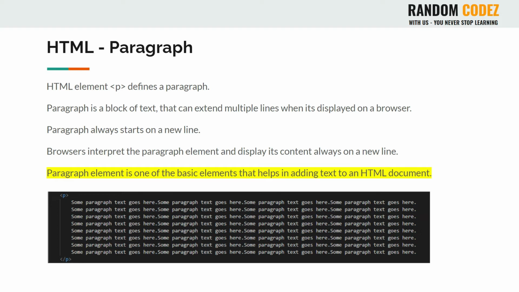Browsers interpret the paragraph element and always display its content on a new line. The paragraph element is one of the basic elements that helps in adding text to an HTML document. Here is an example of a paragraph element where we have the opening p tag followed by the paragraph text and then the closing p tag.